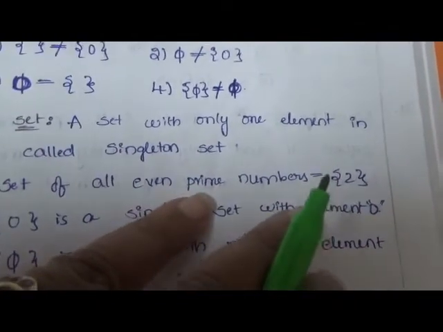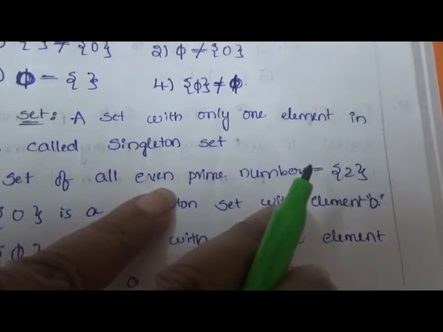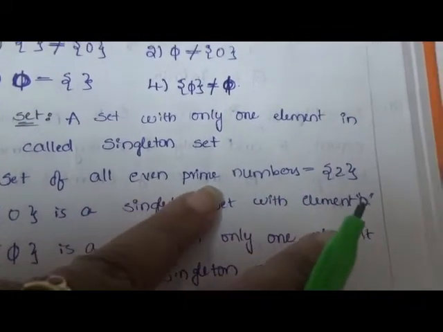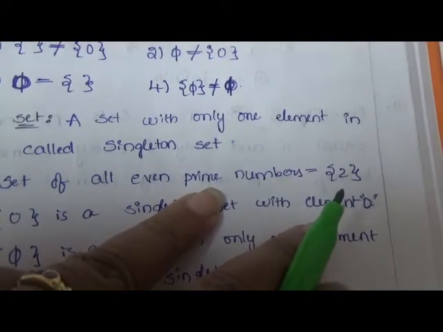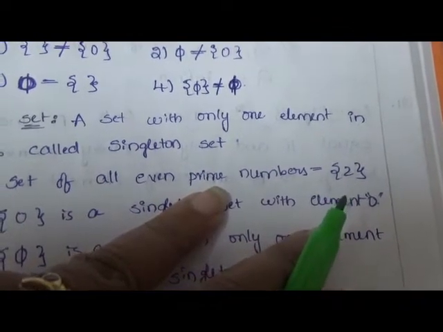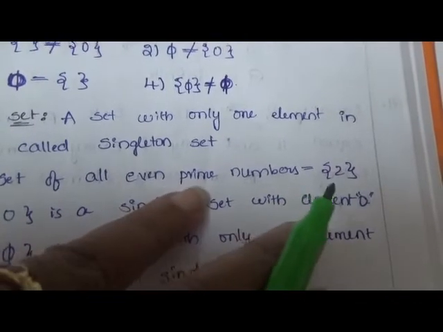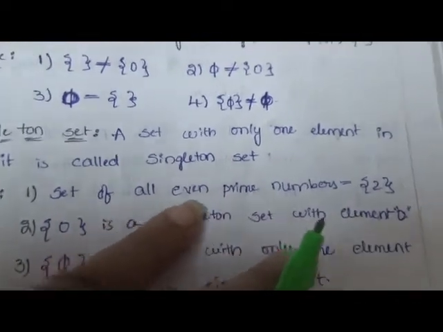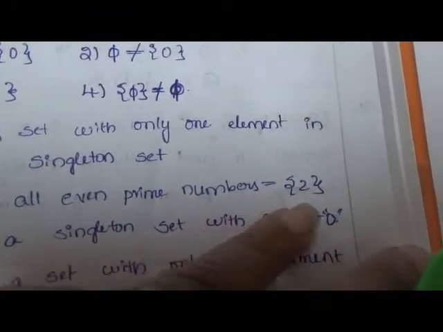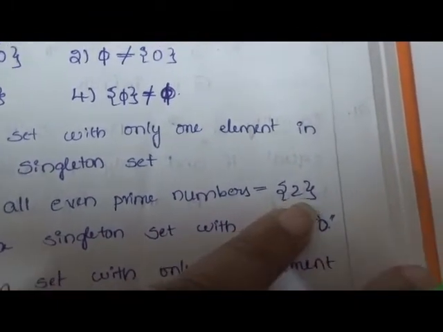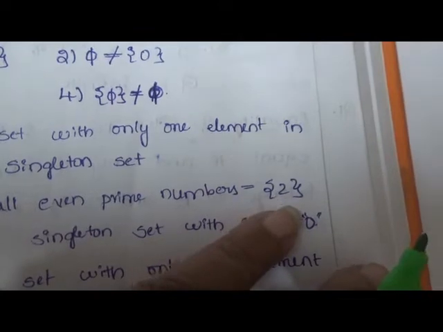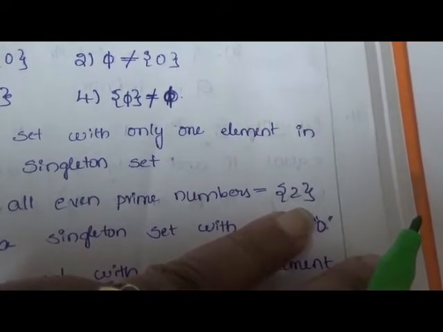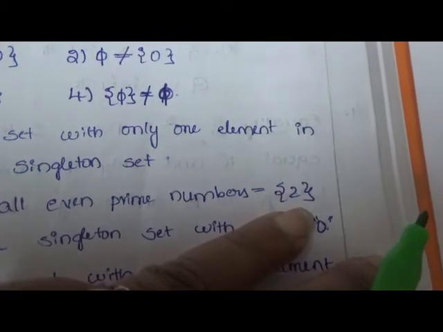So even prime means even numbers. In the even numbers we have 2, 4, 6, and in the prime numbers 2, 3, 5, 7. Okay. So in these two sets we have 2 as the common number. That's why the set of all even prime numbers is equal to {2}. In this set we have only one element, that is 2. That's why this kind of set is called a singleton set.